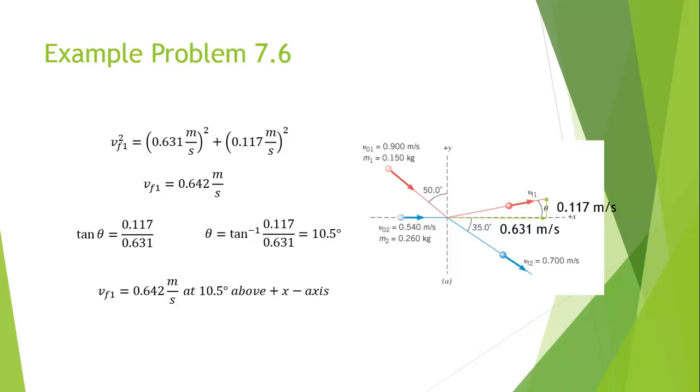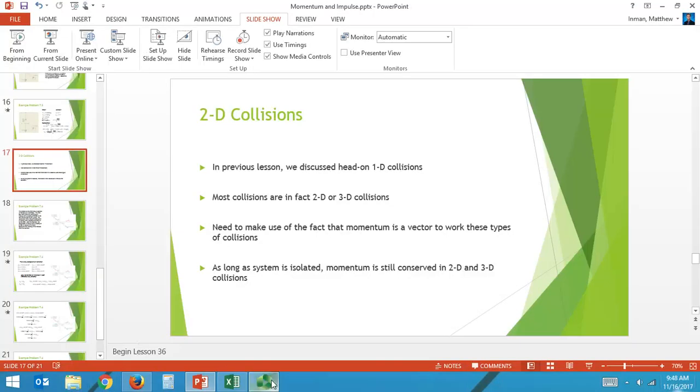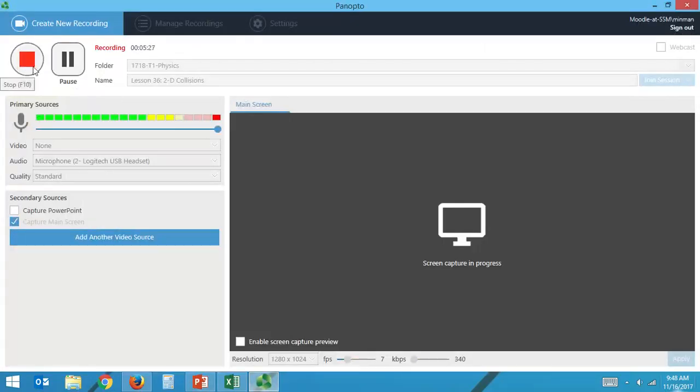So the main trick to doing a two-dimensional problem is to break everything up into x and y, treat x and y independent of one another as you do the problem, and resolve the vector at the end if you need to. So that concludes our lessons on momentum and collisions. So we've done one-dimensional collisions, two-dimensional collisions, impulse and momentum theorem. That should be what you need to know for this topic.